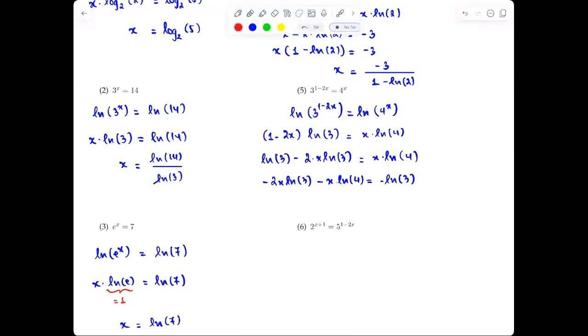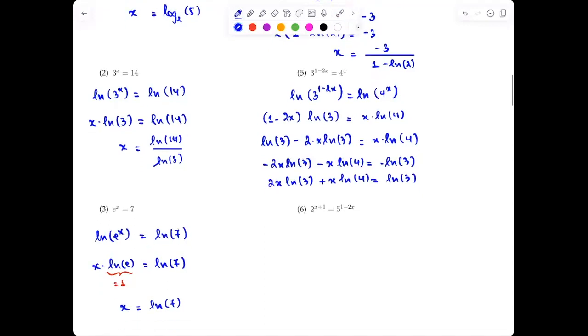And now all the terms in the equation carry a negative sign, so I'm going to cancel all of them out. I don't want to deal with the negative number. So I have 2x times ln of 3 plus x times ln of 4 equal to ln of 3. And then on the left-hand side, I have x as a common factor, and I'm left with 2 times ln of 3 plus ln of 4 equal to ln of 3.